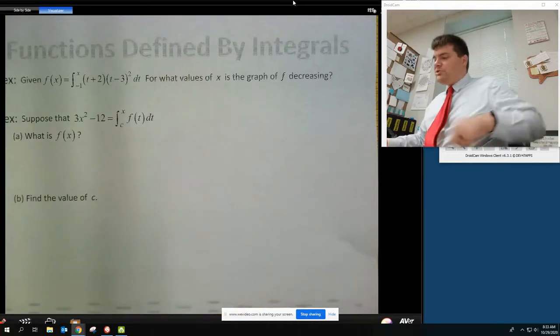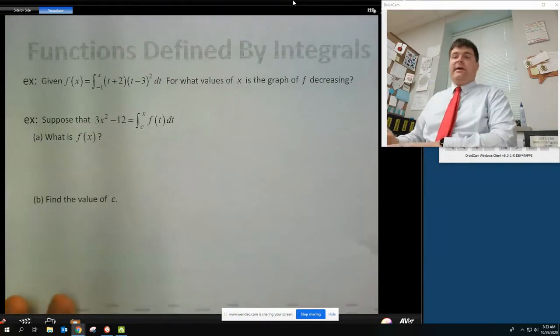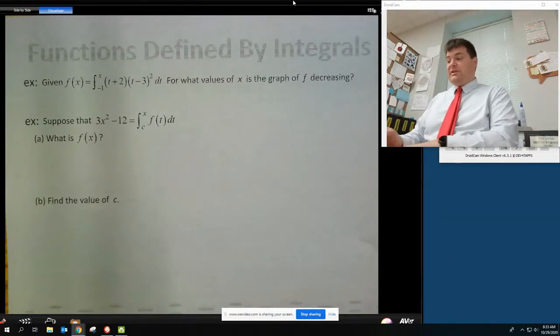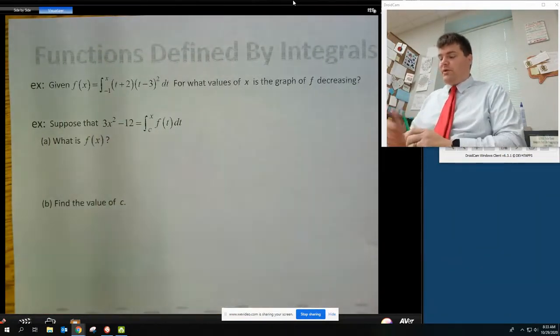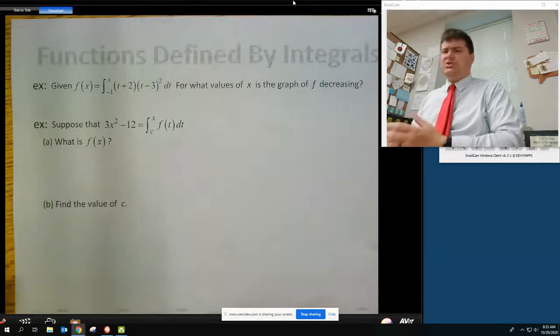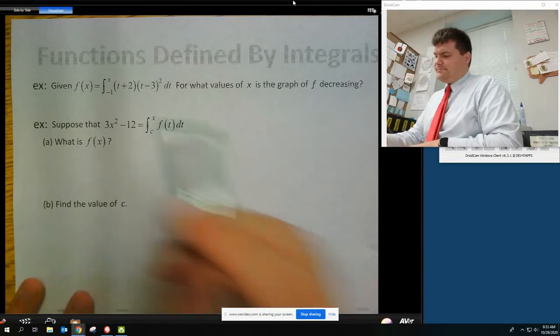Notes today are going to be functions defined by integrals. We already talked about one in a previous video, but that was a graph. So now I'm just giving you the function itself, and we're going to answer some of these questions here. Not a long set of notes, just real quick. Functions defined by integrals. Okay.